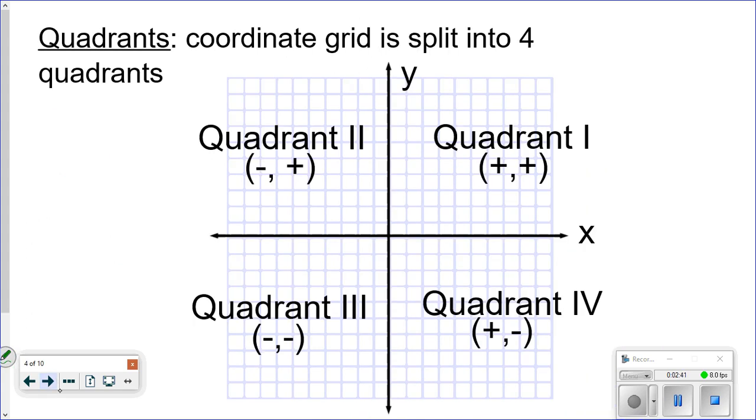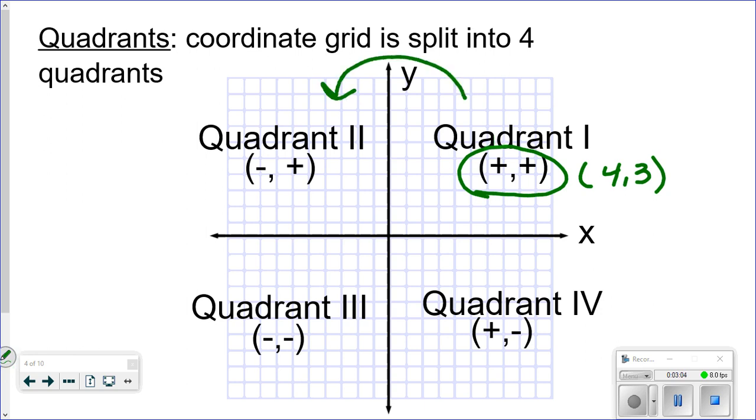Okay, so the coordinate plane is actually split into 4 quadrants. Quadrant 1 is up here. To have a point in quadrant 1, both of them are positive numbers. For example, 4, 3, they're both positives. They're going to end up in quadrant 1. Then we go over here to quadrant 2. It goes counterclockwise. Everything in quadrant 2, the first number is going to be a negative and the second one's going to be a positive. That's an example of a point that would be in quadrant 2.